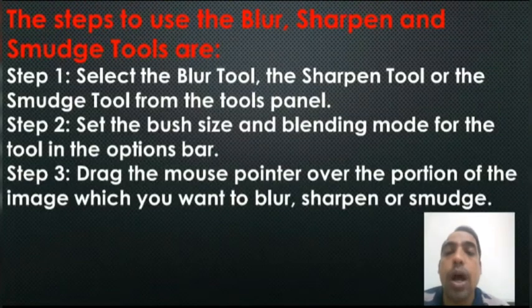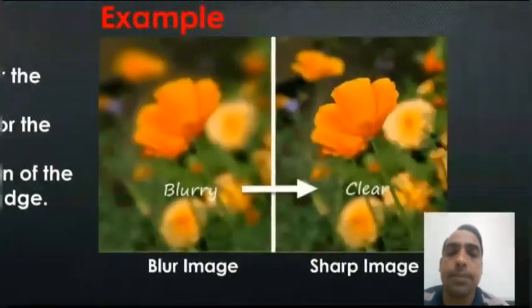Now I will explain you how you can use blur, sharpen and smudge tool. Step 1. Select the blur tool or sharpen tool or smudge tool from the tool panel. Step 2. Set the brush size and blending mode for the tool in the options bar. Step 3. Drag the mouse pointer over the portion of the image which you want to blur, sharpen or smudge.